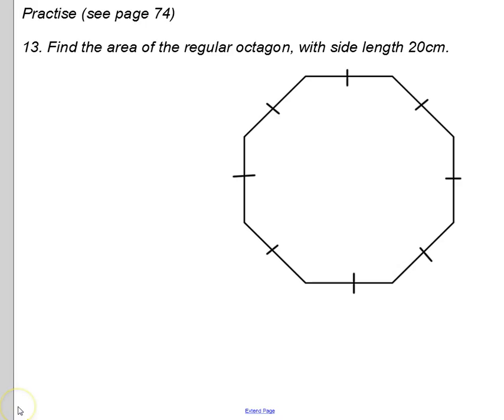Okay, I'll do one more together here. Number 13, which is found in your textbook in this section. This is not one of the assigned problems, but it's going to help you with number 14 on page 74. So number 13 is determine the area of a regular octagon. Here it has side lengths of 20 centimeters each, and so all the side lengths are equivalent.